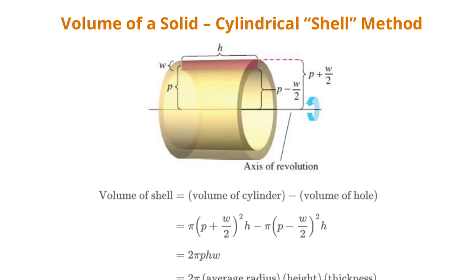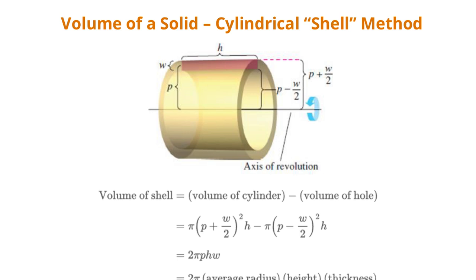Volume of a solid, cylindrical shell method. Consider a representative rectangle as shown in your figure, where W is the width of the rectangle, H is the height of the rectangle, and P is the distance between the axis of revolution and the center of the rectangle.